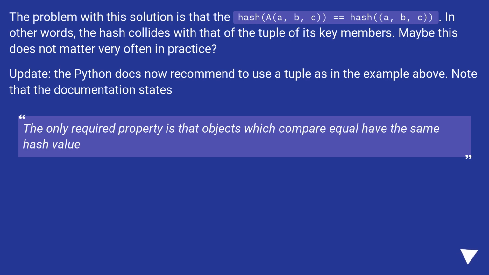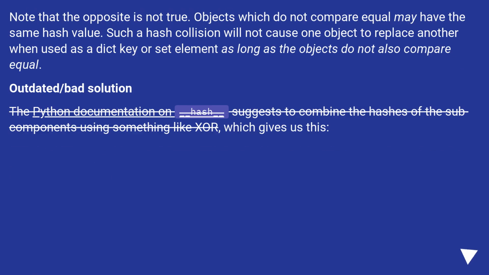Note that the documentation states the only required property is that objects which compare equal have the same hash value. Note that the opposite is not true. Objects which do not compare equal may have the same hash value. Such a hash collision will not cause one object to replace another when used as a dict key or set element, as long as the objects do not also compare equal.